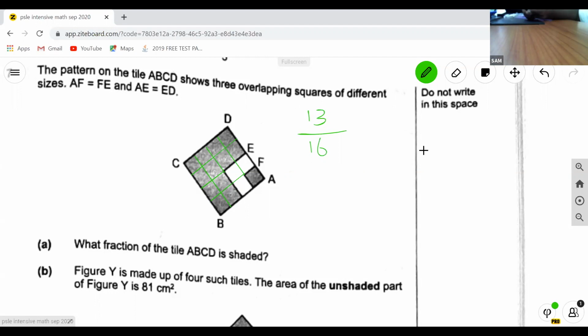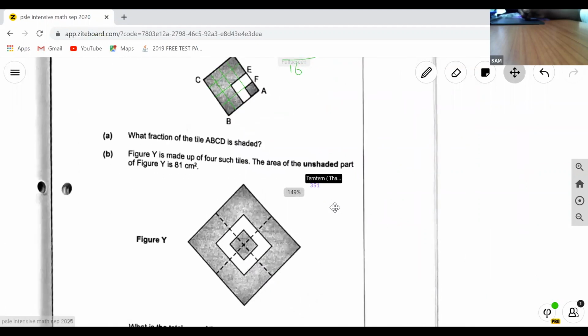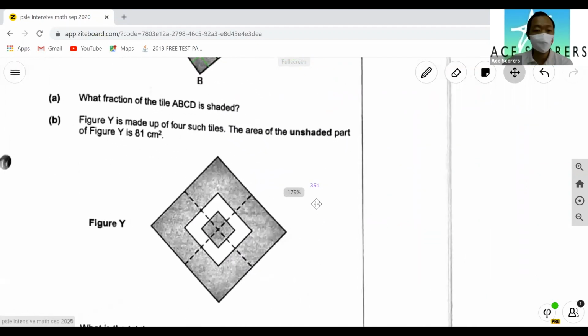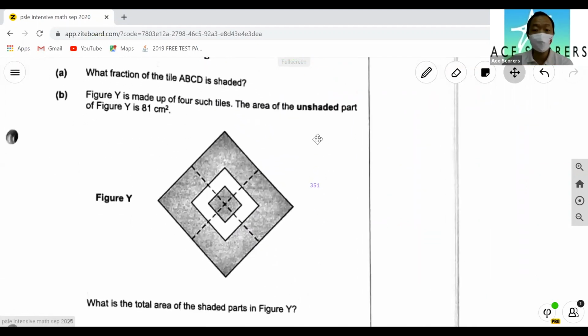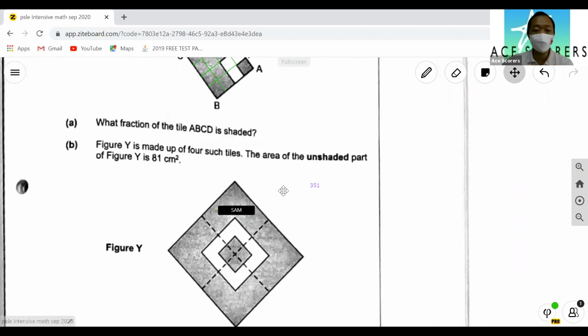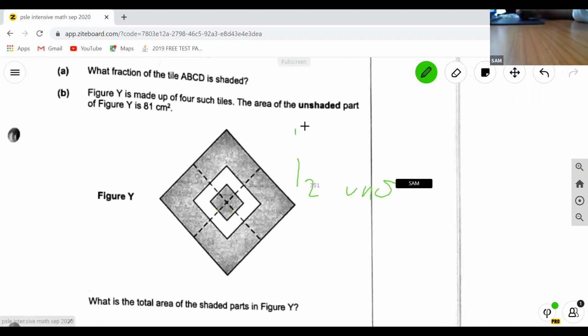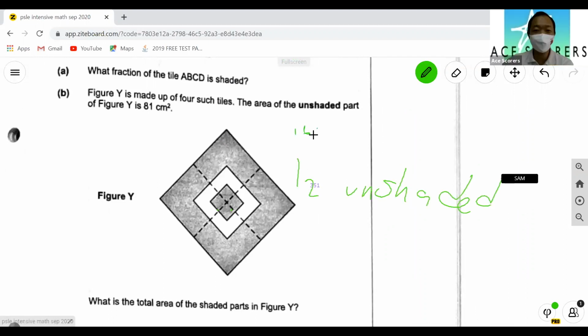Let's look at the next one. Divide the figure into more pieces. The area of the unshaded is 81. Now I got 4 of these, and each one has 16. There are 12 unshaded. You can take 16 times 4. Wait, they want to find the shaded area.